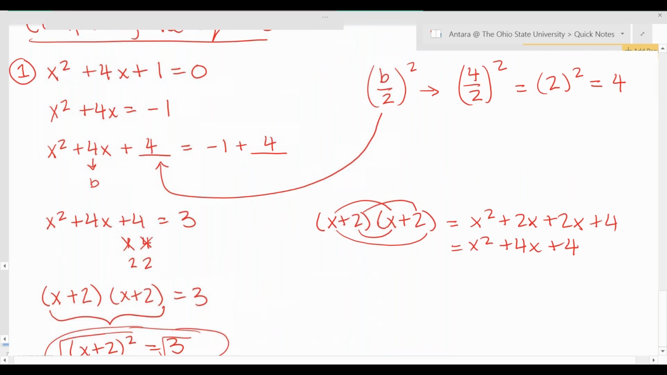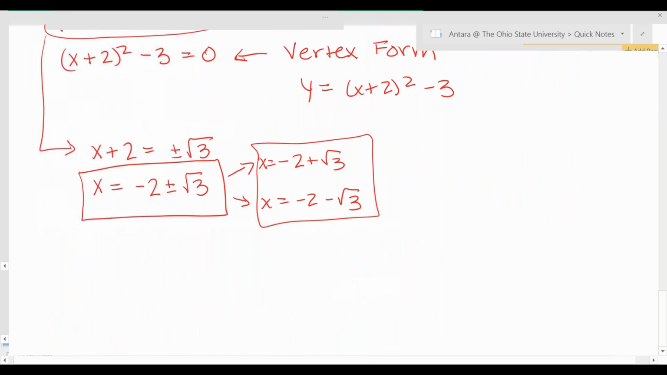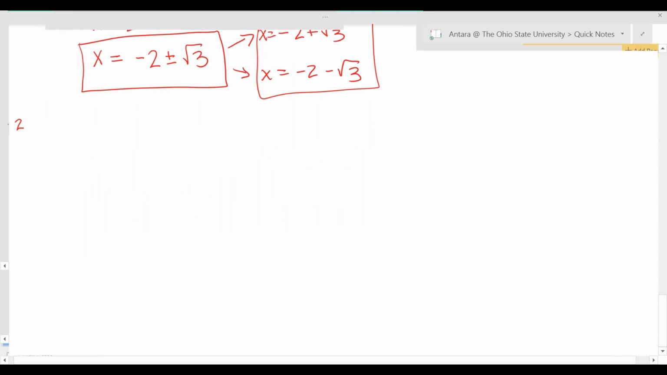So the next example is just slightly harder because the coefficient of a is not 1, so you have to do a little adjustment. The equation we're going to work with is 5x squared minus 4x minus 2 equals 0. First, we want the coefficient in front of x squared to be 1, so we have to divide by 5 throughout this equation.